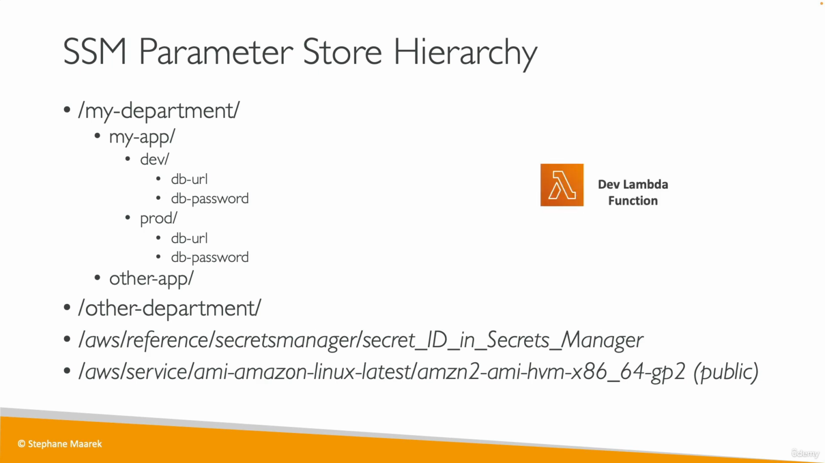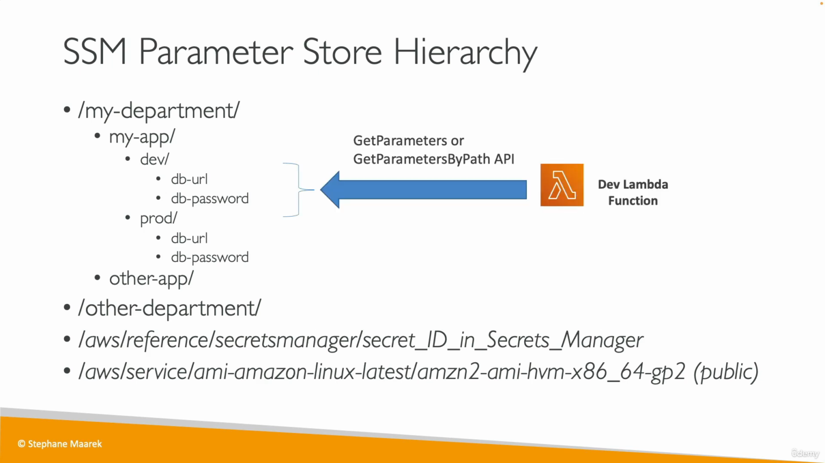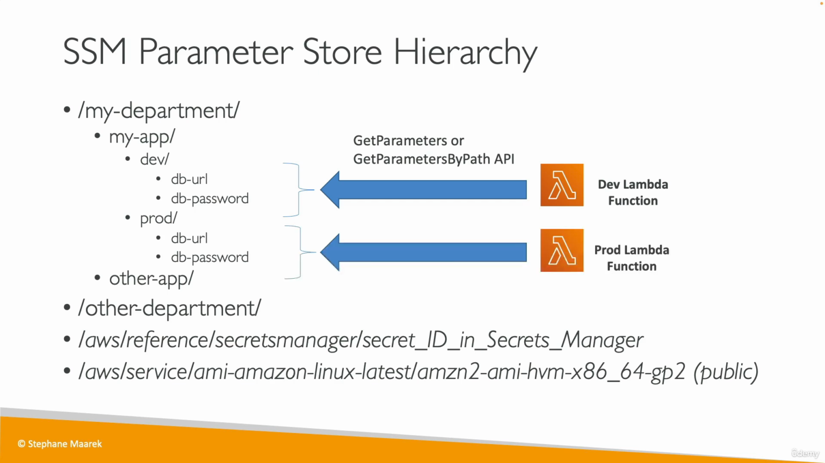So if we take an application, for example, our dev Lambda function is going to have an IAM role that allows it to access the DB URL and DB password within the dev of my app. And then if you have a prod Lambda function, thanks to, again, a different IAM policy and maybe some environment variables, you can access the prod DB URL and prod DB password of another path.